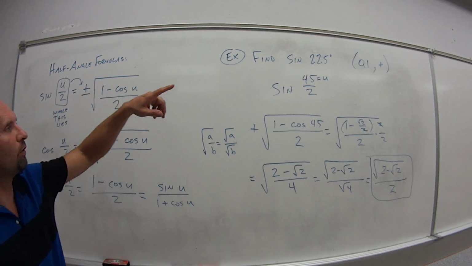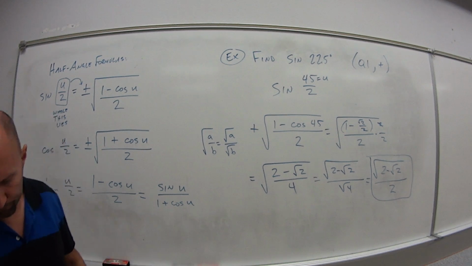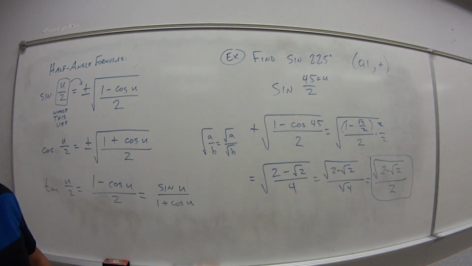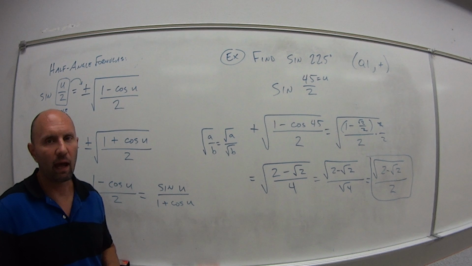We just need to figure out what's our value for u, and then we plug it into the formula and simplify it. That is the end of video 2, which is our half angle formulas and how we would use it.